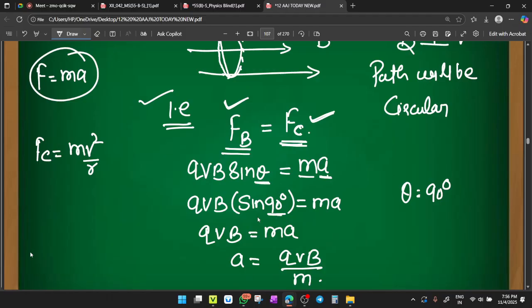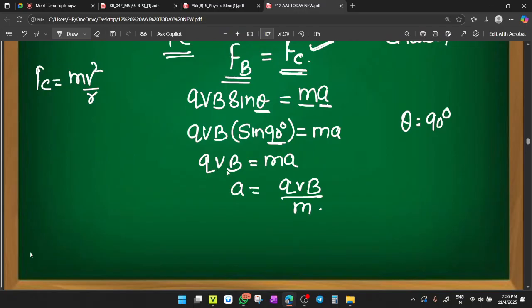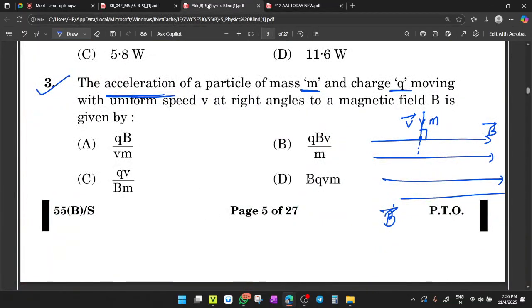Place the value 90. Sine 90 becomes 1. So qvB = ma. Now, acceleration equals qvB by m. Clear? So check the correct answer, qvB by m. Is there any option like this? Yes, it is B. So qvB by m is the acceleration.